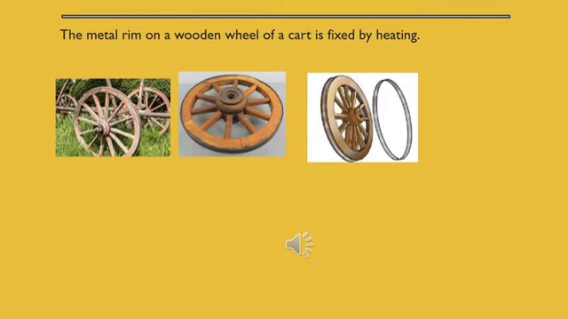Cold water is then poured over the rim. So what happens when you pour cold water? The metal rim cools and contracts, and then it fits tightly onto the wheel. So this is how the metal rim is fixed onto a bullock cart wheel. So what is the change you saw here again? The change was the metal expands on heating and contracts on cooling.